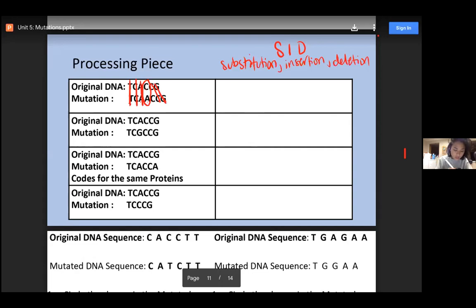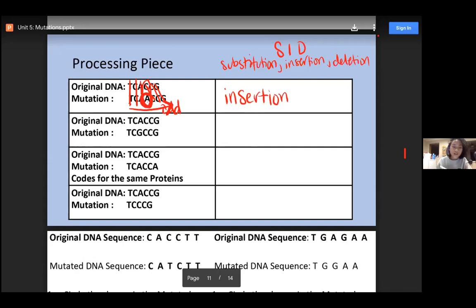So what it looks like is that they inserted that random A into the middle of everything, and I can tell that they added something because everything shifted that way. So you literally have to just look at it and try to notice what has changed. And in this case, that would be insertion.